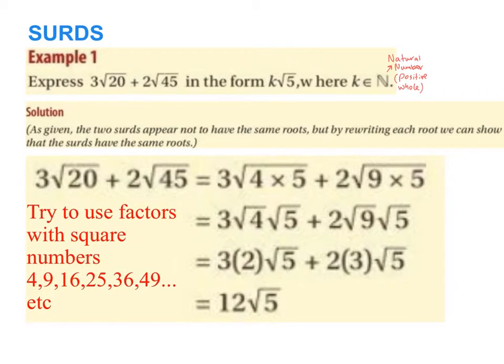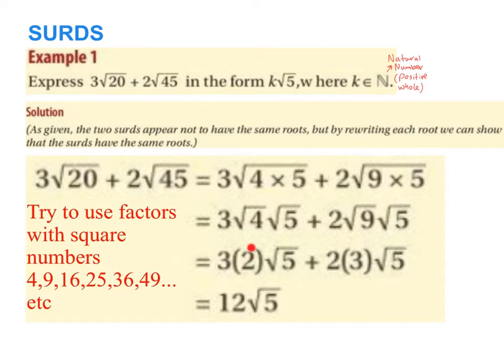So 20 has many different factor pairs, but one of those factor pairs is 4 multiplied by 5, and we want to use this because 4 is a square number. So root 20 is going to break down to root 4 root 5, and root 45 will break down to root 9 root 5. Again, 9 is a square number. That's what we're interested in. So root 4 by 5 is the same thing as root 4 root 5. So two things stuck together in maths means multiply. So that multiply just becomes two roots stuck together. And root 9 by 5 becomes root 9 root 5.